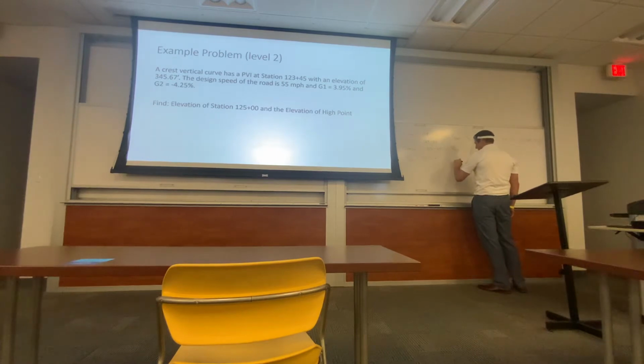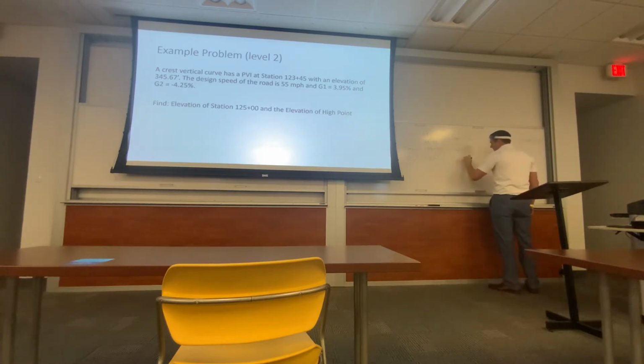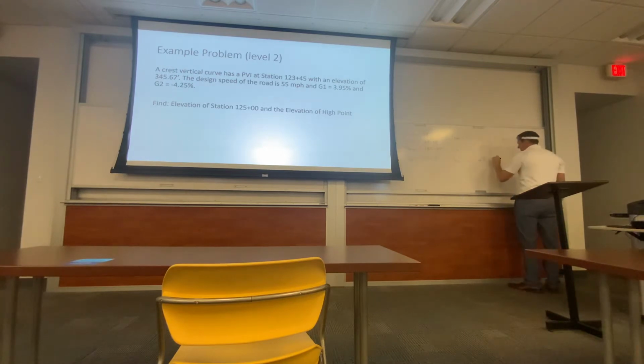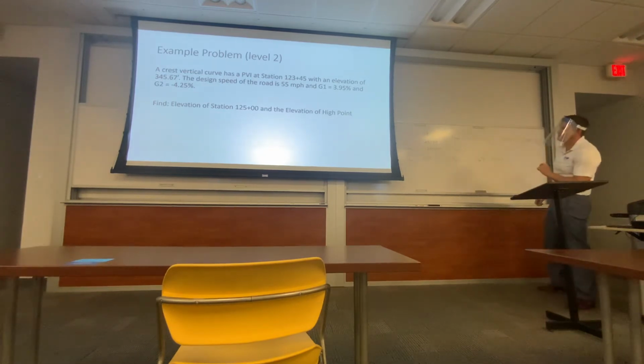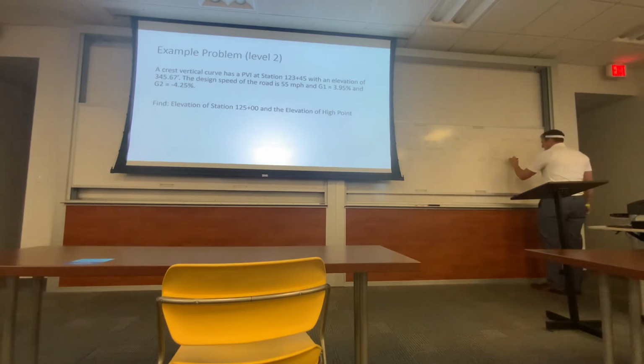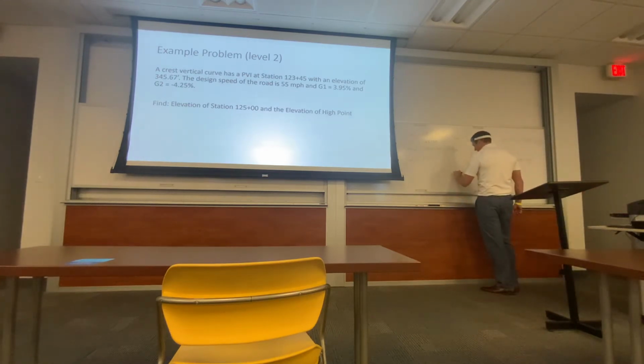And then likewise, Y PVT will equal Y PVI plus G2 L over 2, equals 345.67 plus negative 0.0425 times 1070 over 2. What is Y PVC?